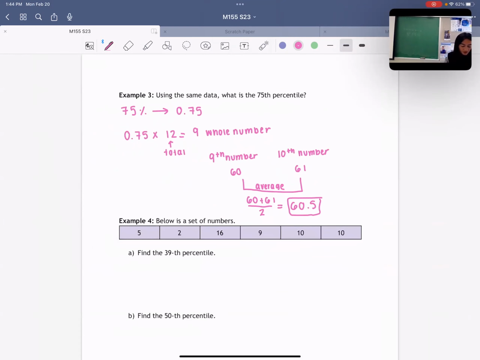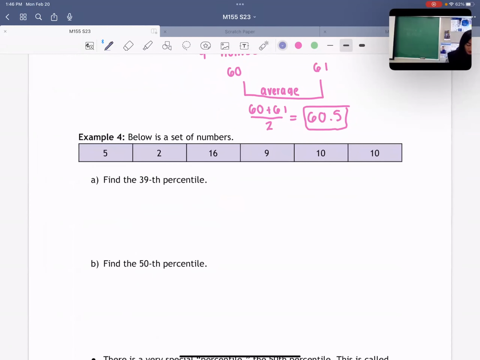How about this? I'm going to give you like 3 minutes to work on these. I don't know if we'll actually get to finishing this example, but I do want to give you some time to work through some of these examples on your own. First of all, I'm going to write the numbers in order. Do a small check on your notes and make sure that these numbers are written in order. We've got 2, 5, 9, 10, 10, 16, okay? And of course you can number those numbers too.